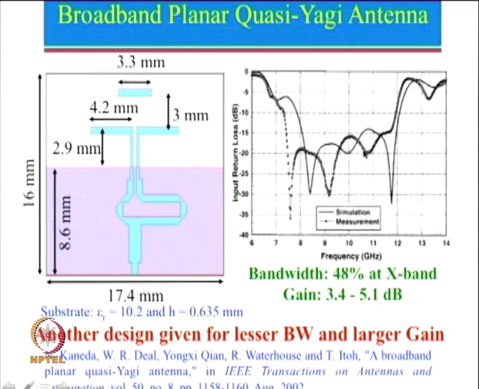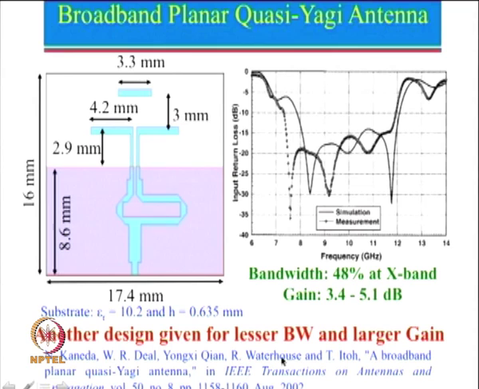However, in the same paper they have given another design where they have optimized this whole thing for larger gain. But for larger gain, they got a lesser bandwidth, and this bandwidth was much smaller compared to the bandwidth over here, okay, and that would be closer to the Yagi-Uda antenna, which normally gives a larger gain but smaller bandwidth. So that means depending upon the requirement, these dimensions can be optimized either to get larger gain or to get larger bandwidth.